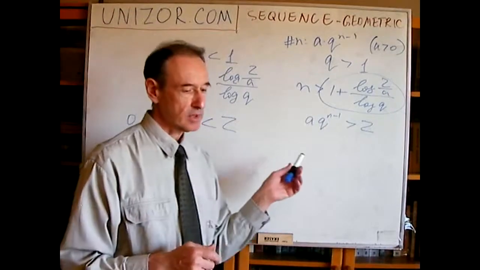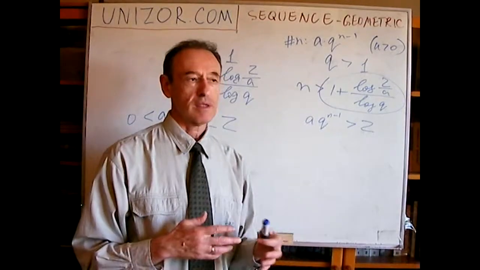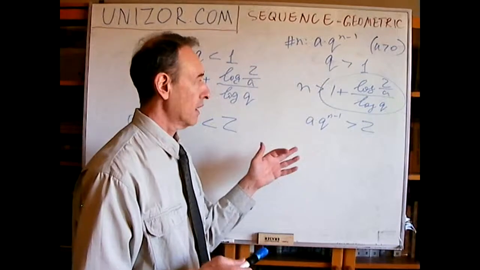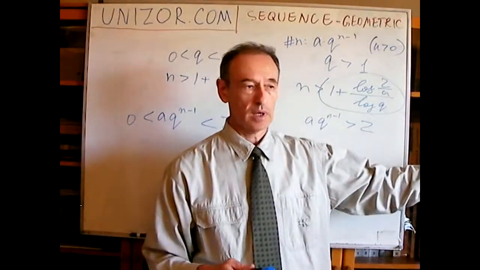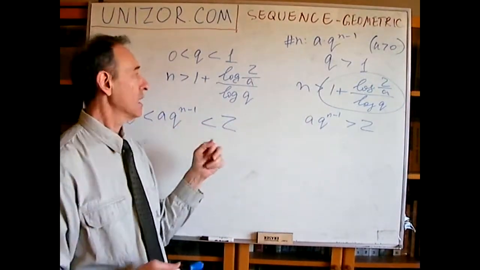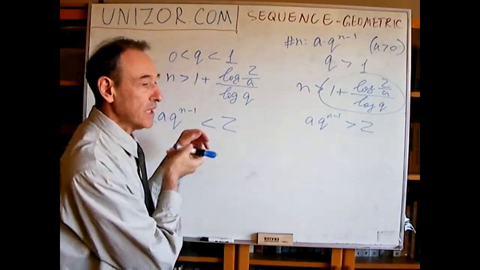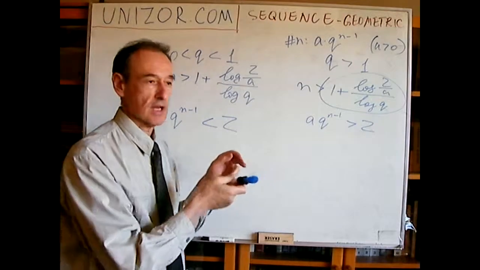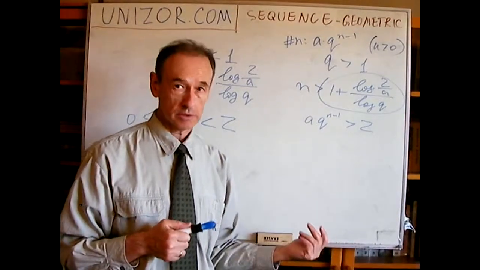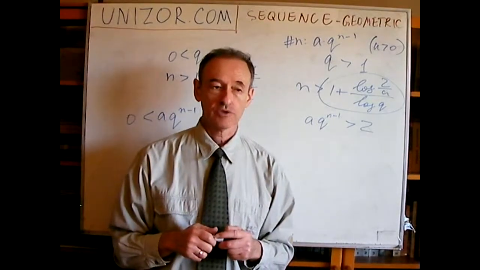Now, I deliberately did not consider cases when a is negative or q is negative. They are basically exactly the same thing, except you can always talk about, instead of increasing to positive infinity, you will be decreasing to negative infinity. Instead of decreasing to 0 from the positive side, you will have increasing to 0 from the negative side. So from the absolute value standpoint, these two cases are exactly equivalent to each other. That's it for geometric progression.